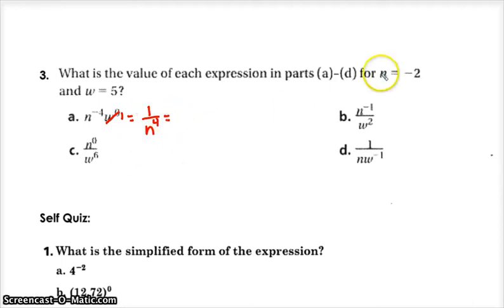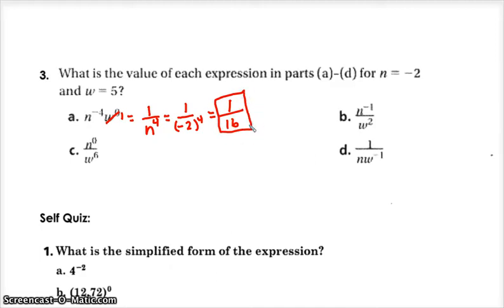Now it's time to evaluate. I'm told that n is -2, so 1 over -2 to the fourth power. I've got a negative number raised to an even power, so I know my answer is going to be positive. If I refer to my exponent table, I know that 2 to the fourth power is 16, so my final answer is 1 over 16.